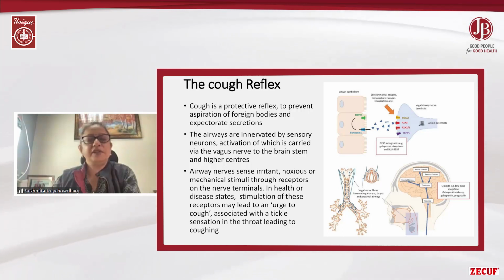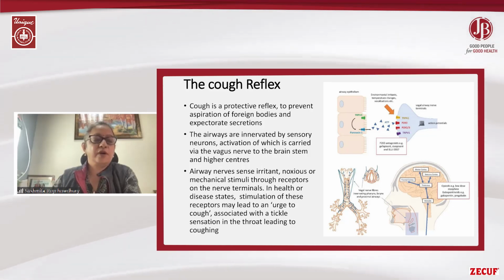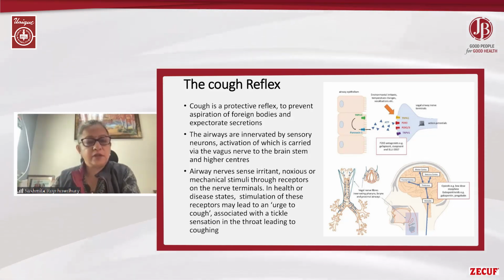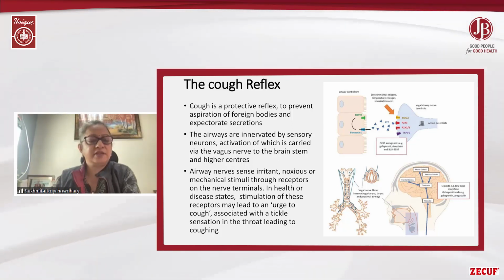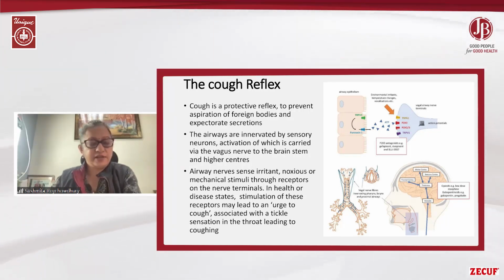Before we talk about cough, let's just revise our cough reflex a little bit more. What is the cough reflex? It is basically a protective reflex which is present to prevent aspiration of foreign bodies and to expectorate secretions which are built up inside our airways. So the airways are innervated by sensory neurons, activation of which is carried via the vagus nerve to the brainstem and the higher centers.